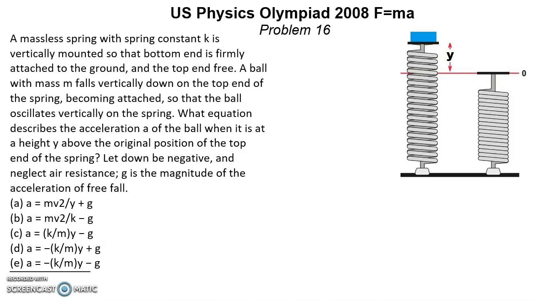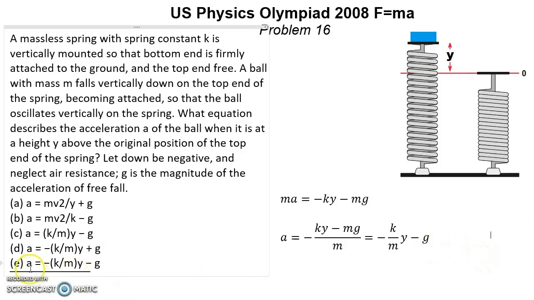So the first force is from the spring. It's equal to negative ky, because y is positive, and it's the regular formula for force with a Hookean spring. The other force is mg, which is going in the negative direction. So we can write this equation. That's the equation of motion for this ball. And now we can find the acceleration. This is the final equation for acceleration. So we can see that it's exactly E, the correct answer.